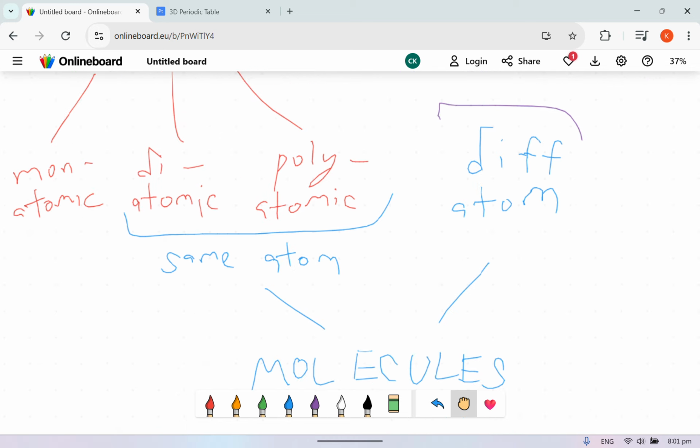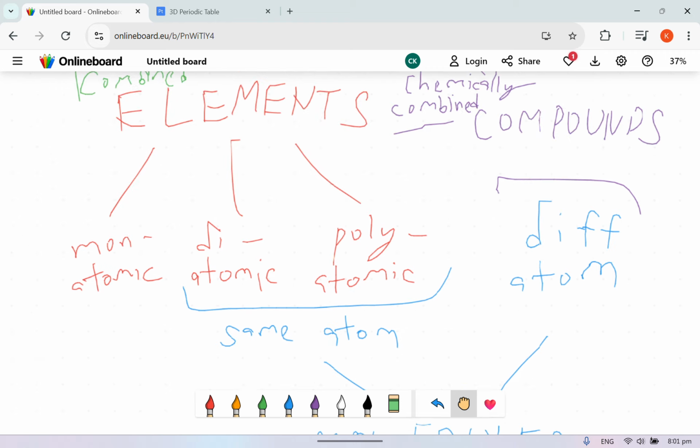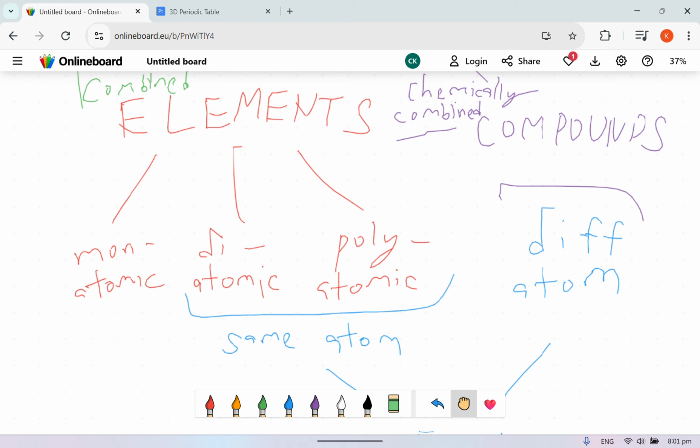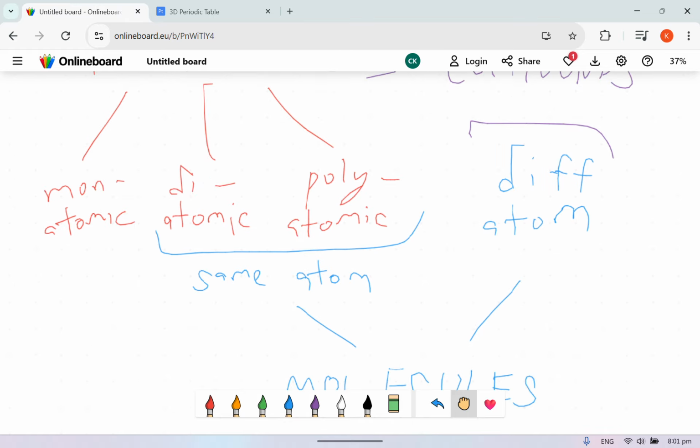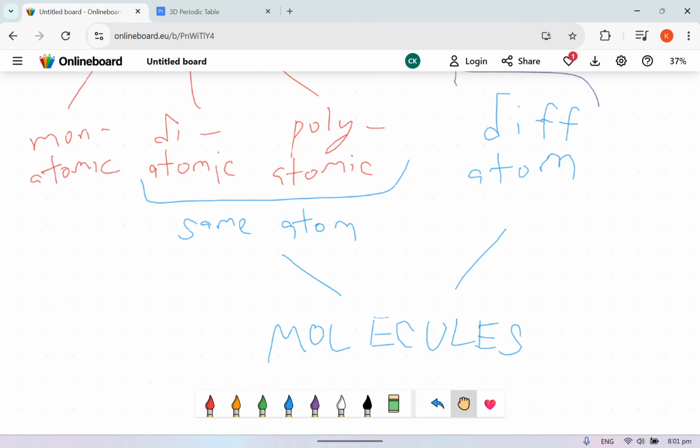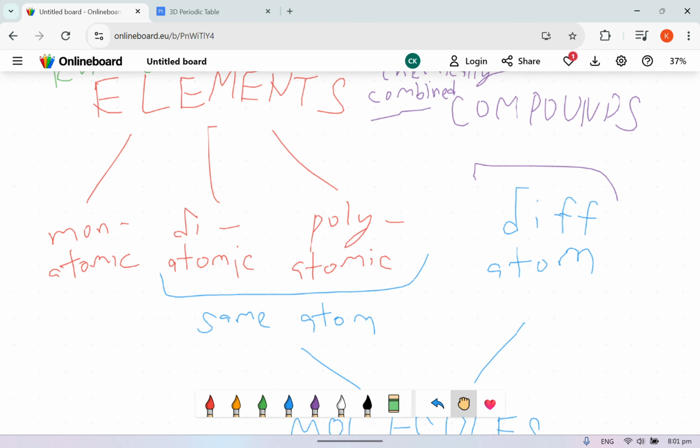Now, elements are the same atom. They are monatomic, diatomic, polyatomic. Diatomic and polyatomic, they are molecules. Diatomic molecules, polyatomic molecules, they're basically molecules made of the same atom. Remember, elements are always made of the same type of atom. They're all unique. That means this atom belongs to this element, this atom belongs to this element. There's no such thing as this atom belongs to this element, but this other atom also belongs to this element. No, it's always just this to this, this to this.